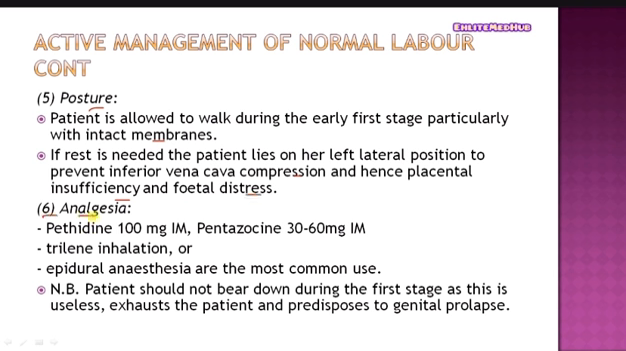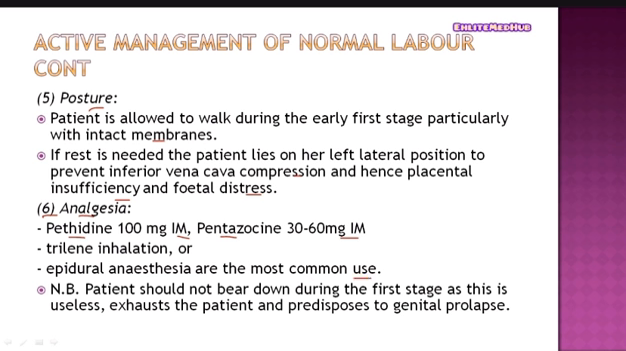Sixth is analgesia, that's the need to get rid of pain. Petidine 100 milligrams intramuscular, pentazocine 30 to 60 milligrams intramuscular, trilene inhalation or epidural anesthesia are the most commonly used.